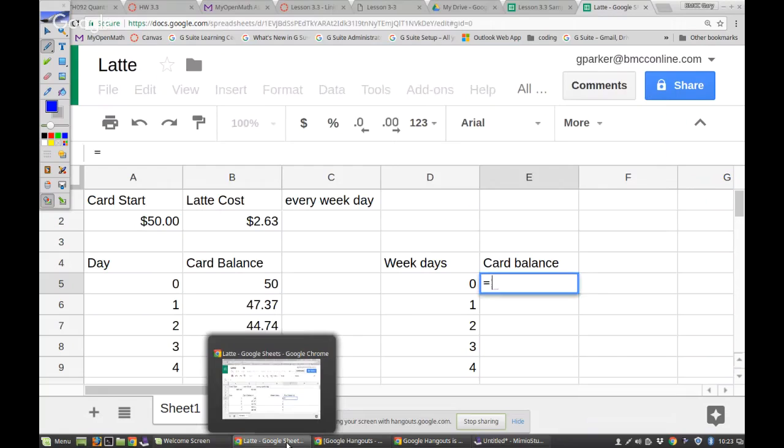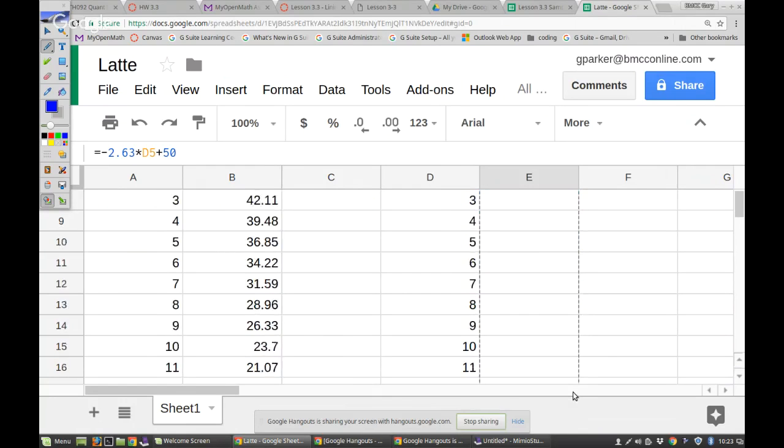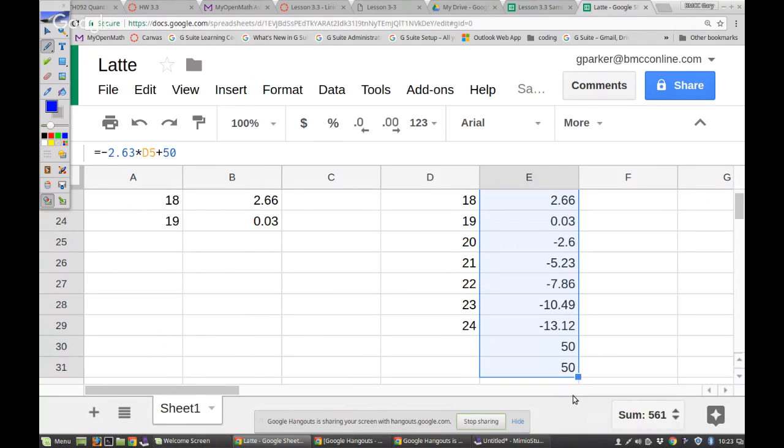So I have to take equals. The formula says start with a negative 2.63 times, where do I go to get the weekday? Yeah, just the cell to the left here. So I'm just going to click right next to me and then add the 50. So my formula was negative 2.63 times X plus 50. Each X value is located next to me in column D. I hit enter and I fill it down. And so you may ask, well, who cares? Because that gives you the same answer you already had doing it the other way.